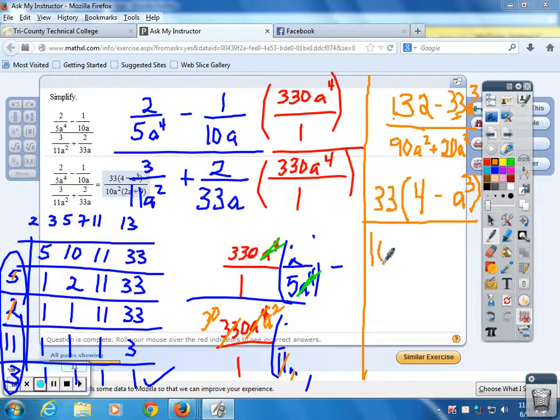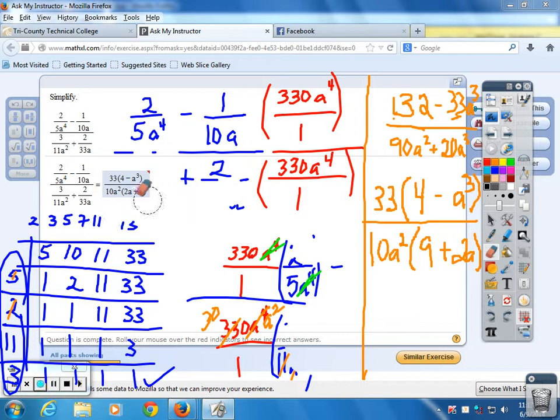And here, factor out a 10a. And that'll leave you with 9 plus 2a. Somebody check, is that what they got? I'm concentrating on writing with a mouse. It's not easy to do. Sorry about that. Had a brain bubble there and just didn't multiply my numbers. There we go. 2a plus 9, 4 minus a cubed. There we go. That's a whole lot better.